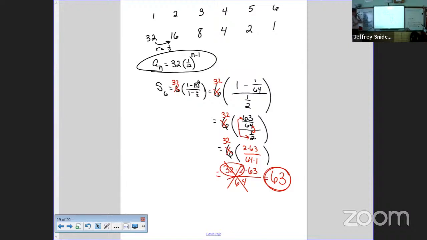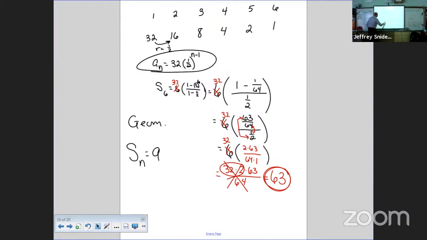So you've got to know there's two different formulas. You got to know them. Okay? So for geometric, S sub n is a sub 1 times 1 minus r to the n over 1 minus r. That's the geometric. That's how you find a series for geometric.